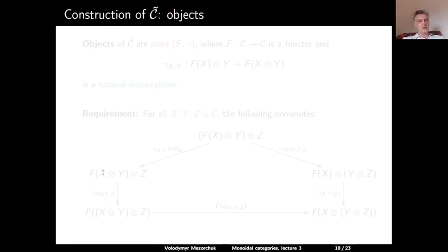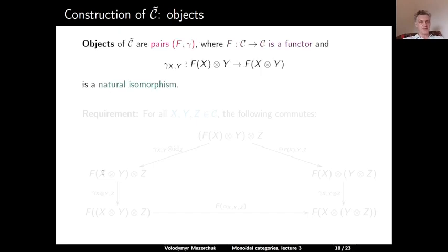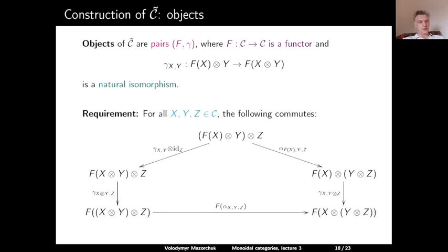So let's discuss the proof of MacLane's theorem. We start by constructing the category C tilde. So we define objects of C tilde as pairs consisting of a functor f from C to C and a natural isomorphism gamma, which when we evaluate at x, y, where x and y are objects in C, gives us a morphism from f of x tensor y to f of x tensor y. So this morphism is assumed to be an isomorphism. And this datum is subject to the following conditions.